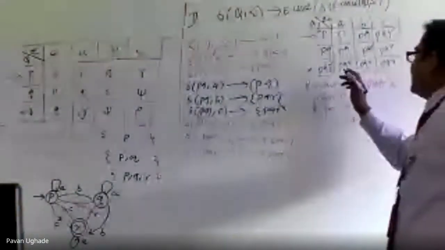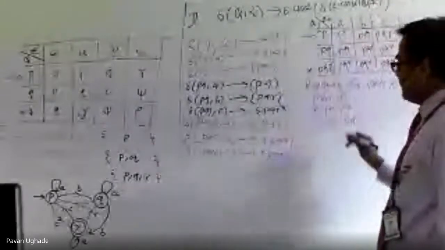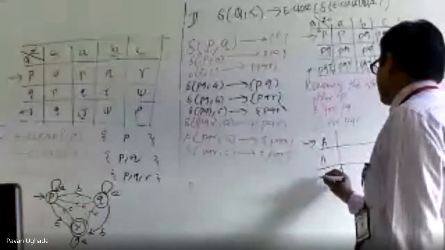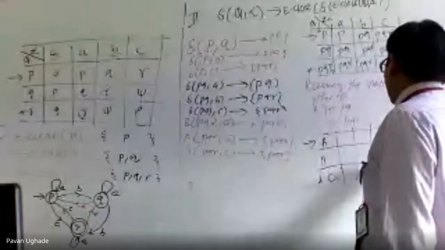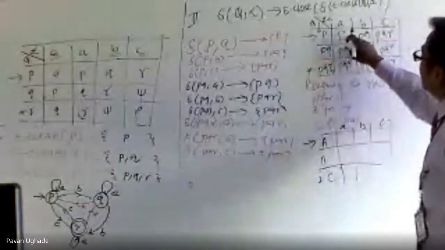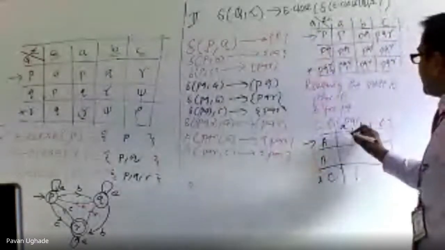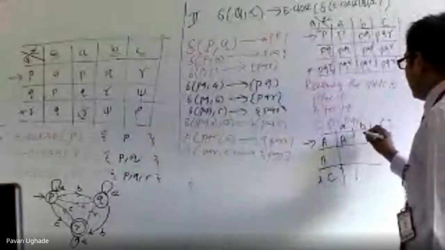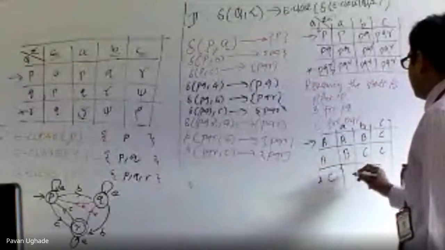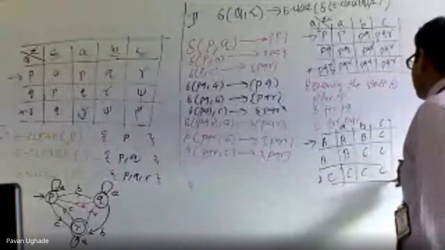So let's change the transition table once again. A, B, and C. This was the initial state, this is the final state. Take up all the alphabets we were having. So A over a goes to A. Then B, C; here B, C, C; and here C, C, C. This is the transition table that we will be getting.